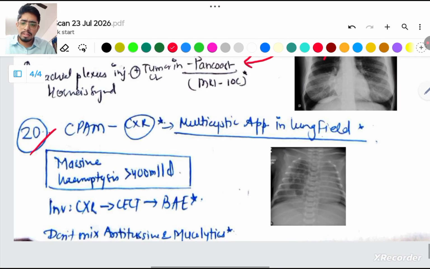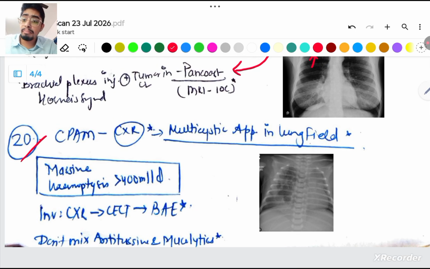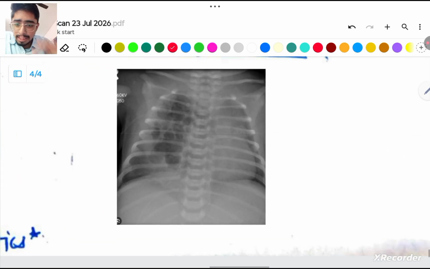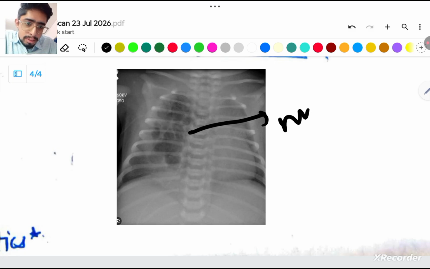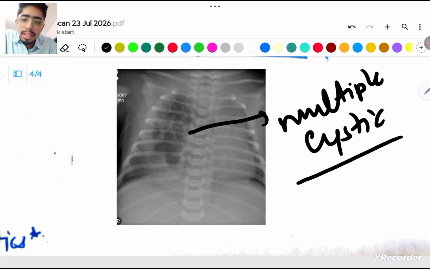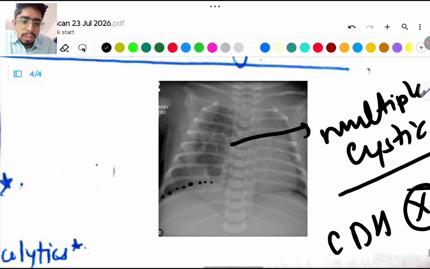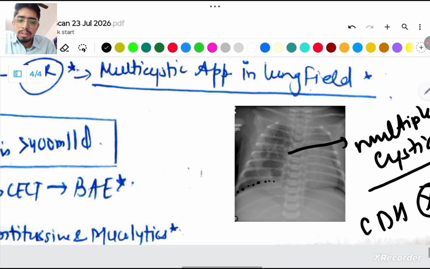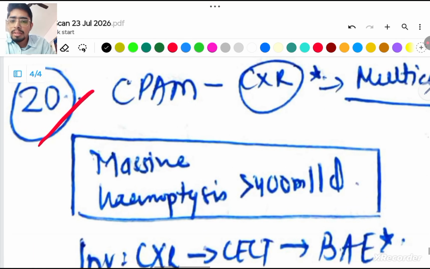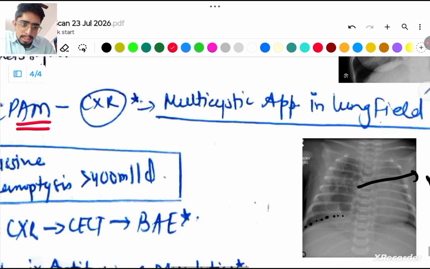Okay, now coming to the last point, which is about a topic which you have read in pediatrics, which is your this X-ray. Okay, what do you see? This is your multiple cystic pattern, and the diaphragm is okay here. Diaphragm appears good, so it's not CDH, it's not diaphragmatic hernia. So what do you think of? You think of CPAM. CPAM is your congenital pulmonary airway malformation. Chest X-ray will show multiple cystic appearance in the lung field.